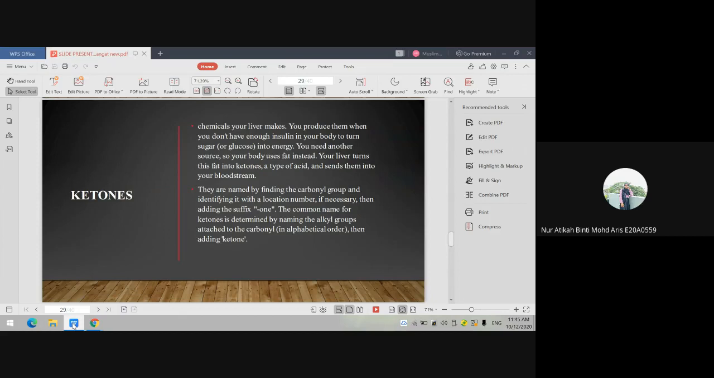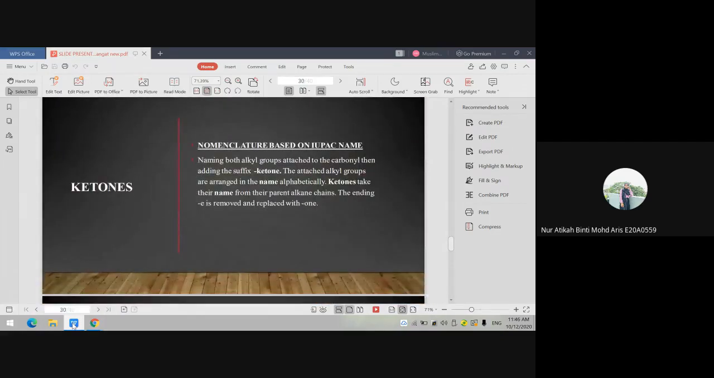They are named by finding the carbonyl group and identifying it with a location number, if necessary, then adding the suffix "-one". The common name for ketones is determined by naming the alkyl groups attached to the carbonyl in alphabetical order, then adding ketone.